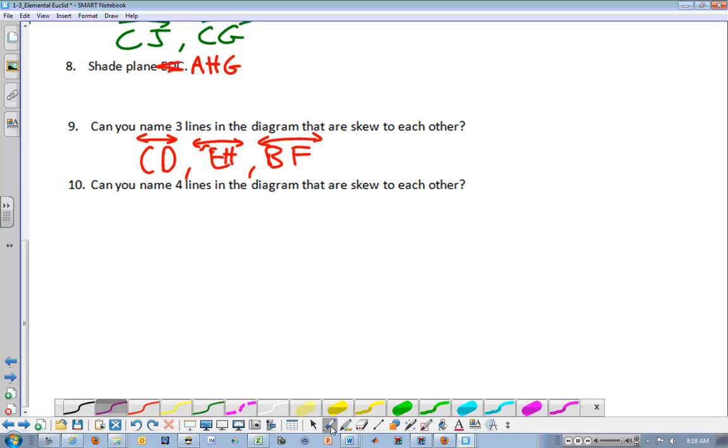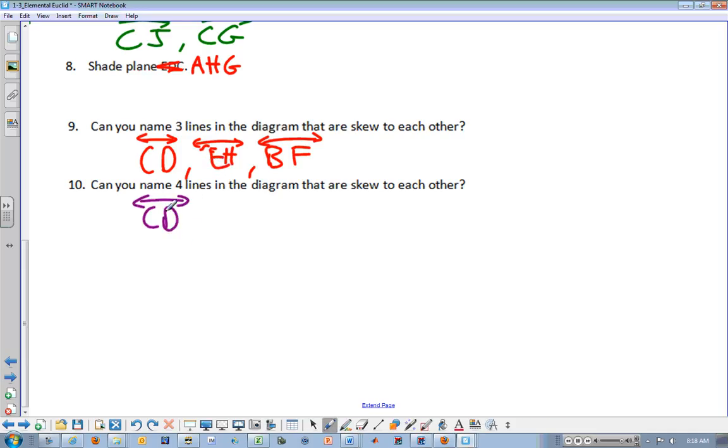Okay. So CD, EH, BF, and AG. All right, so it is possible. There we go. Okay, good. Let's leave that alone, because we've got to cruise along. We're eating up a lot of time.